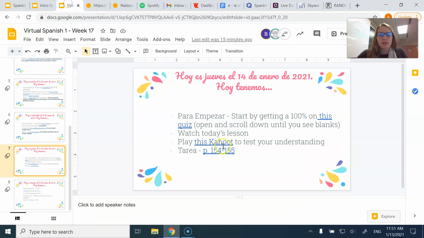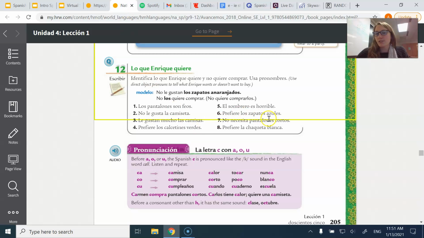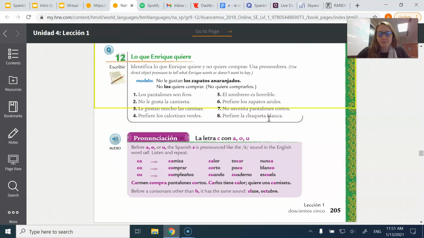Again, if you do the Kahoot, which you should, because I put it in your agenda, that's going to help you a lot to practice these. And of course, your homework is page 154 through 155. That's also going to help you practice these. And we'll continue to look at these tomorrow as well.